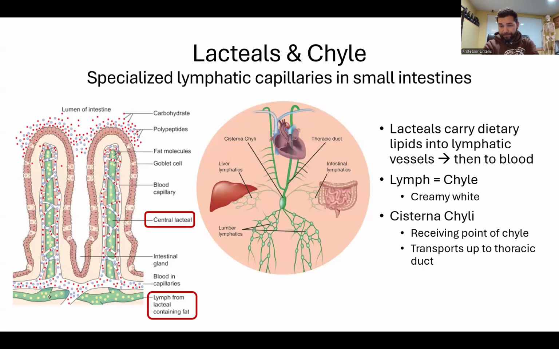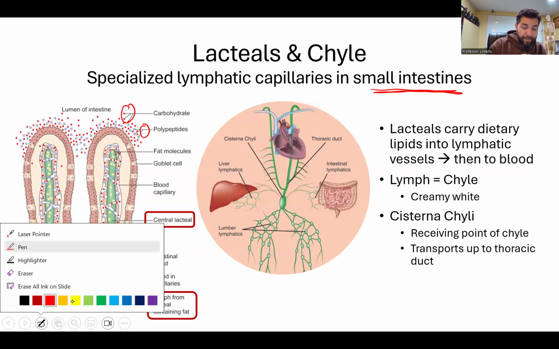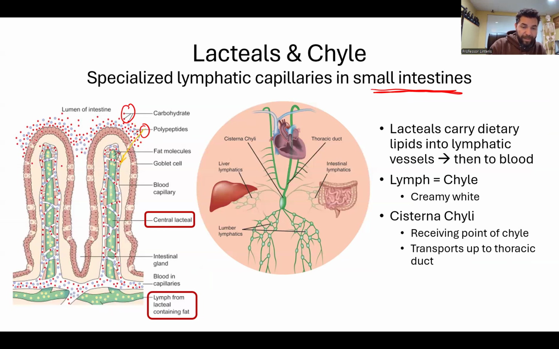We have lacteals. So this is lymph tissue in the digestive system. Specifically, we usually talk about it in the small intestine. And the main point of this, right? These are little villi in your gut, in your small intestine, and their goal is to absorb things. So when you have foods like carbohydrates and peptides and things like fats, they need to get sucked up into here. Some of it will enter the blood.